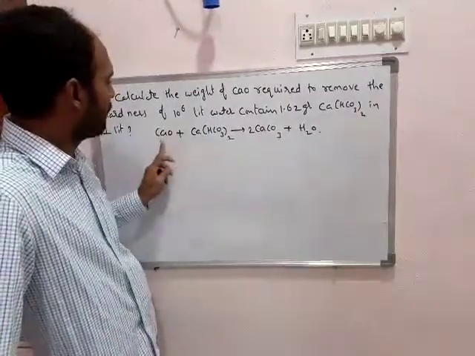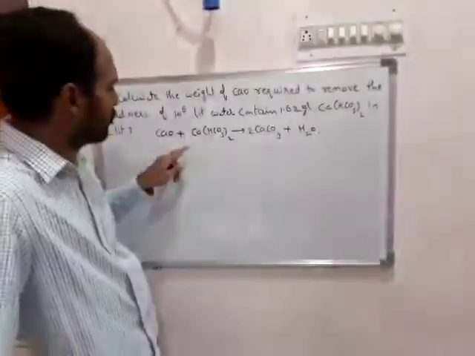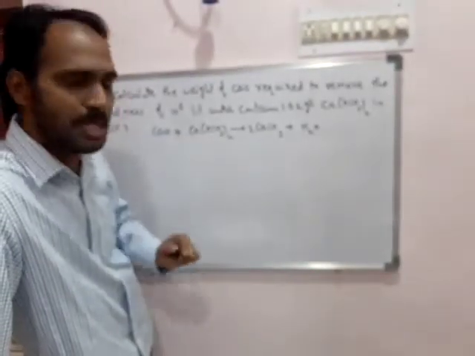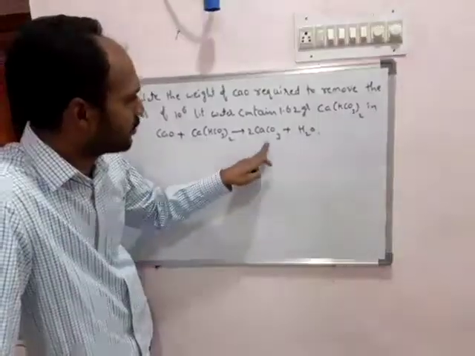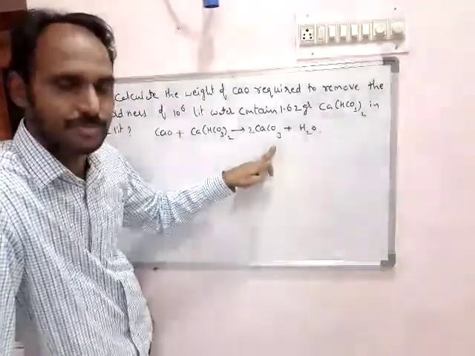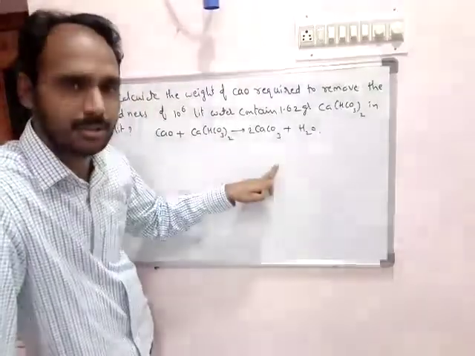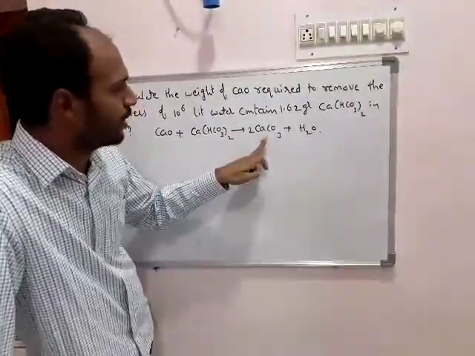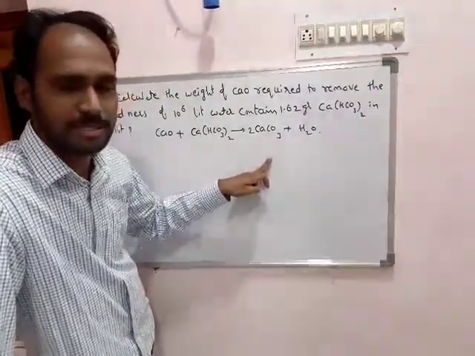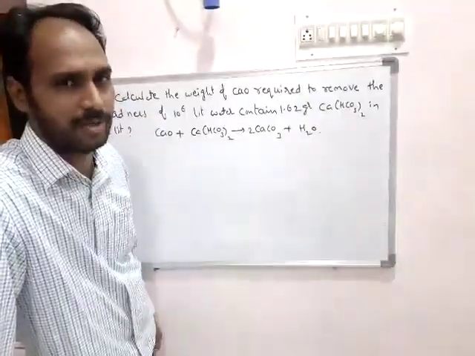Now when water is combined with this lime, there is a formation of this reaction. The calcium hydrogen carbonate, which is responsible for the hardness of water, is removed in the form of calcium carbonate. So calcium carbonate precipitates out, and even in the presence of calcium carbonate, there is no hardness of water.